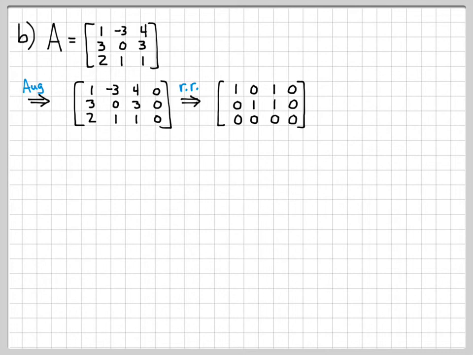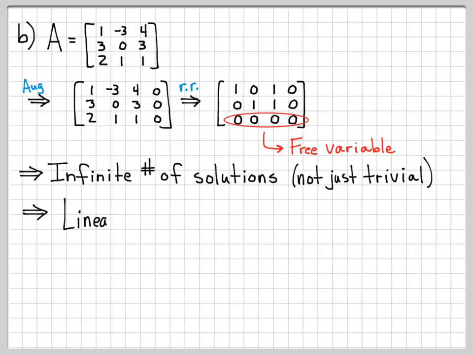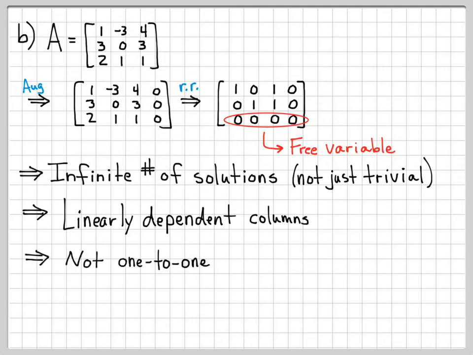We end up with this. This is quite a bit different than the part A problem that we worked, even though we only changed one entry in the matrix. We have this column right here, which says that we have a free variable. That means there is an infinite number of solutions to the system of equations that we just solved. So there's an infinite number of solutions, not just the trivial solution. So since there's not just the trivial solution, that means that these columns are linearly dependent. Since they're linearly dependent, that means that our linear transformation is not one-to-one.